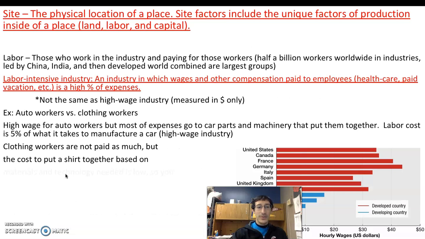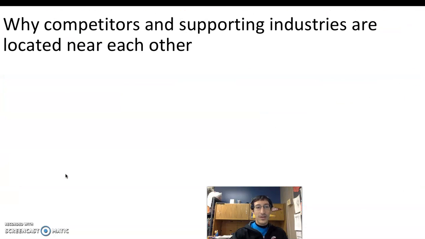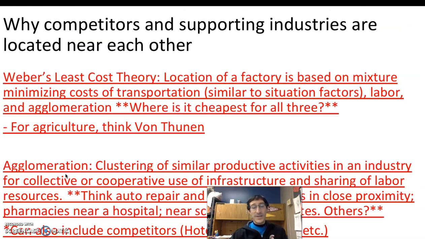Let's skip ahead actually, and talk about agglomeration quickly. This comes from why competitors and supporting industries are located near each other. So we're going to wrap it up here. Max Weber's least cost theory says the location of a factory is based on minimizing transportation costs, with situation factors, labor, and agglomeration. Labor will connect back with site factors. So what is the cheapest of all three of those combined?